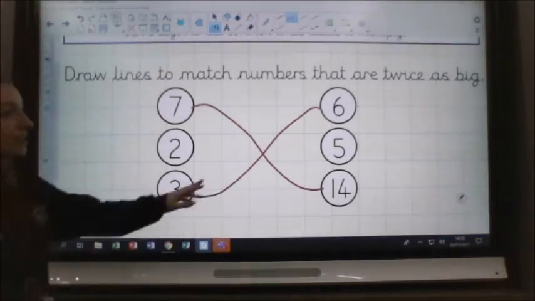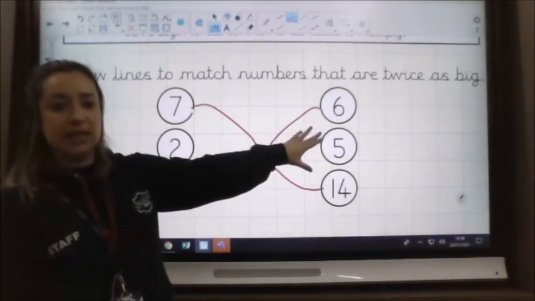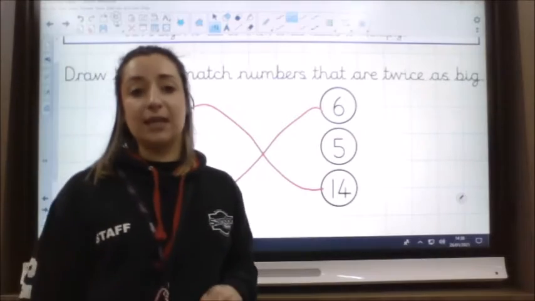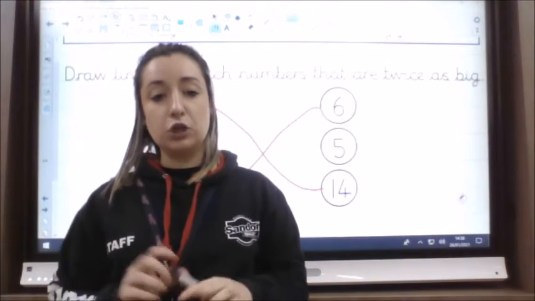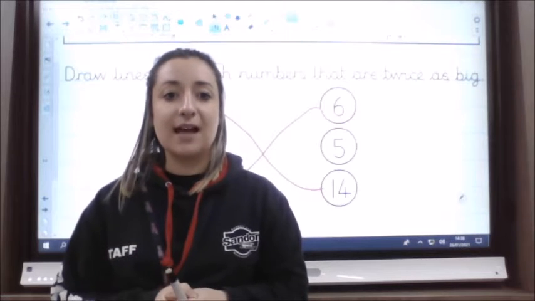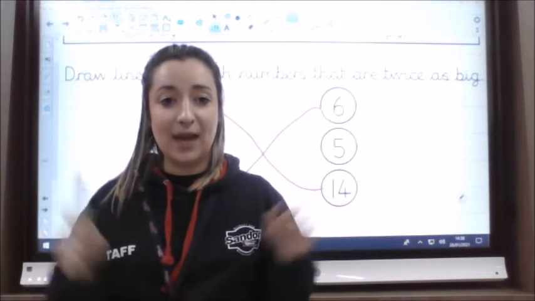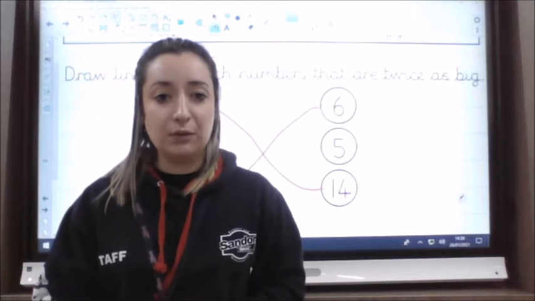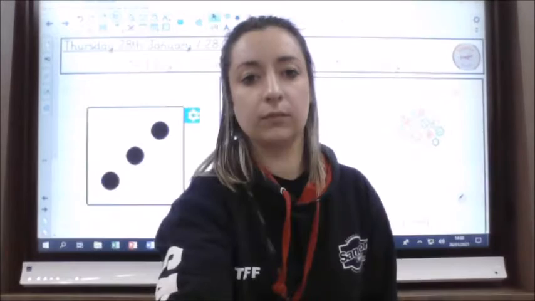Okay, so just because there are numbers that are put in there that don't match, you don't need to link all of them up. So you're going to draw your lines to match the numbers that have been doubled. So there is an example behind me on the board, and you've got your own to do in your booklet.